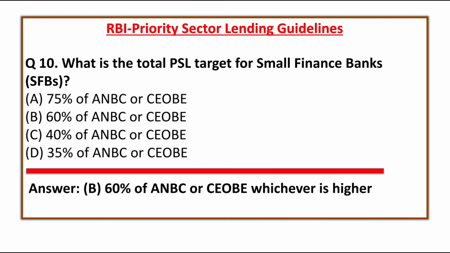Question 10. What is the total PSL target for small finance banks, SFBs? A. 75% of ANBC or CEOBE. B. 60% of ANBC or CEOBE. C. 40% of ANBC or CEOBE. D. 35% of ANBC or CEOBE. Answer. B. 60% of ANBC or CEOBE, whichever is higher.